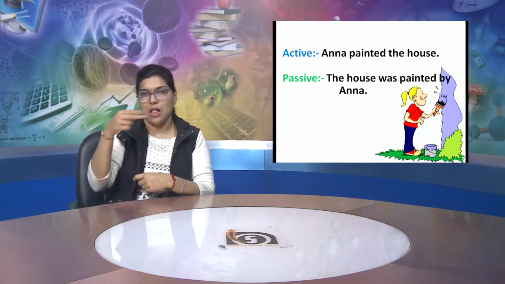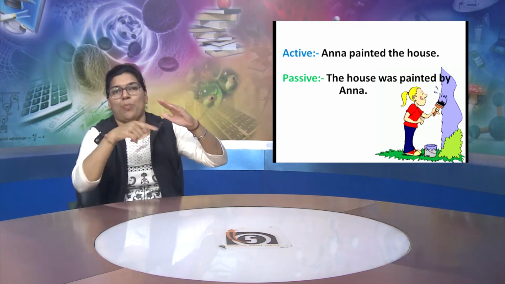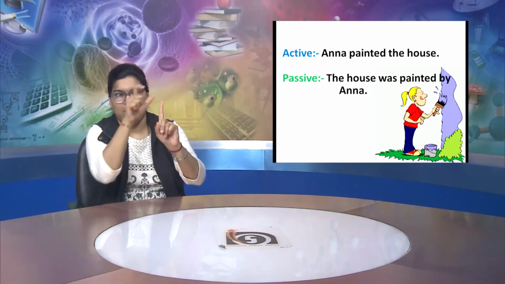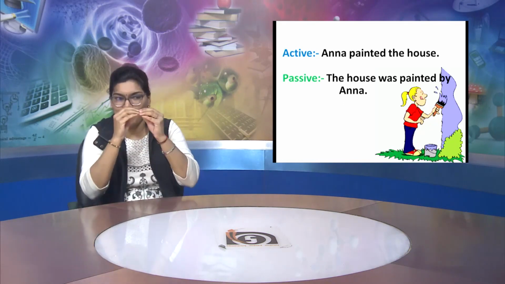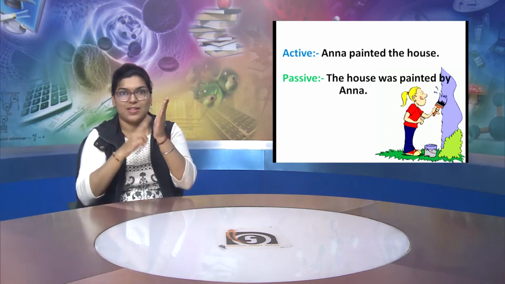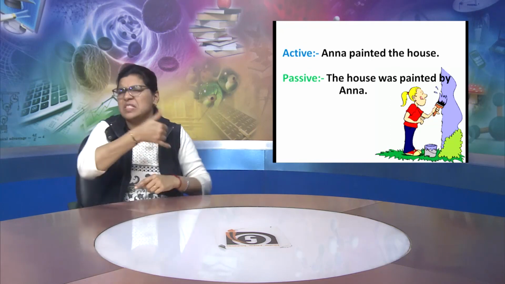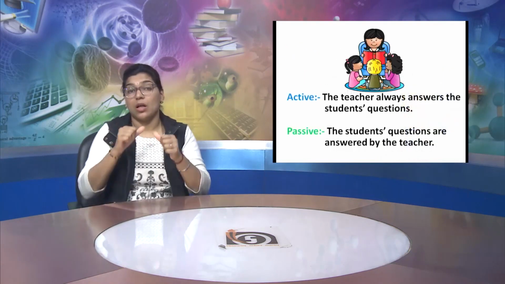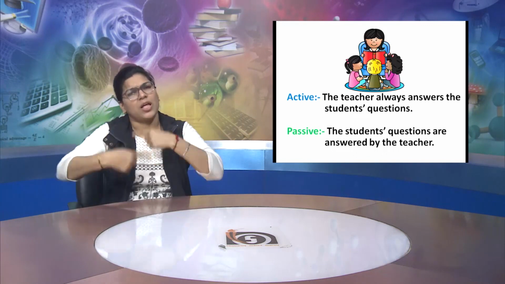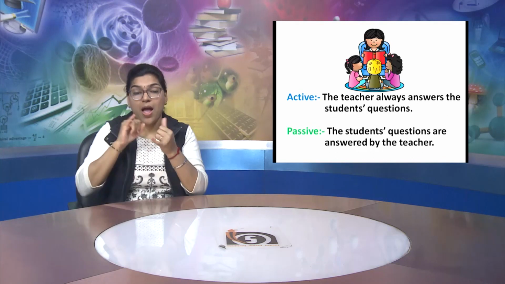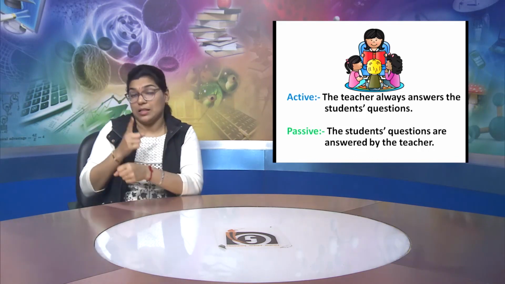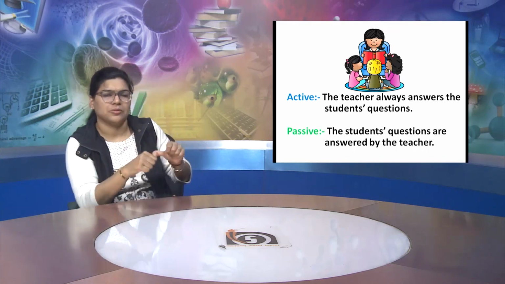Active voice: Anna painted the house. In passive voice: the house was painted by Anna. As you can see in this sentence, subject becomes object and object becomes subject. And the sentence defines the doer, so we add by in it. Next sentence: the teacher always answers the students' questions. Are you able to see the by in the passive sentence? The students' questions are answered by the teacher.